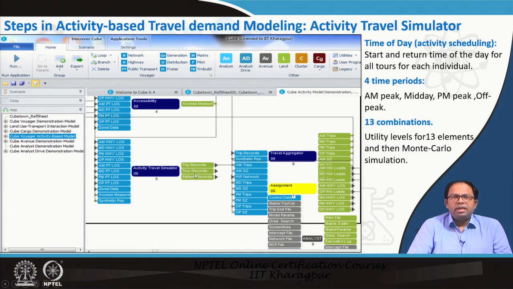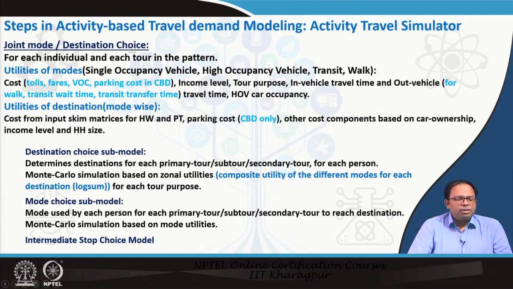So once we know the activity and the tours and all, the next step is to determine the joint mode and destination choice. And over here we first do the destination mode choice model, which is the subnest. So based on the mode used by each person for each primary tour, subtour or secondary tour to reach a particular destination. This choice of mode is conditional on what tour he is doing, of course, and this is again done using Monte Carlo simulation, and then we can determine the destination choice as well. So destination choice is determined for different kinds of tours, subtours, secondary tours, and so on.